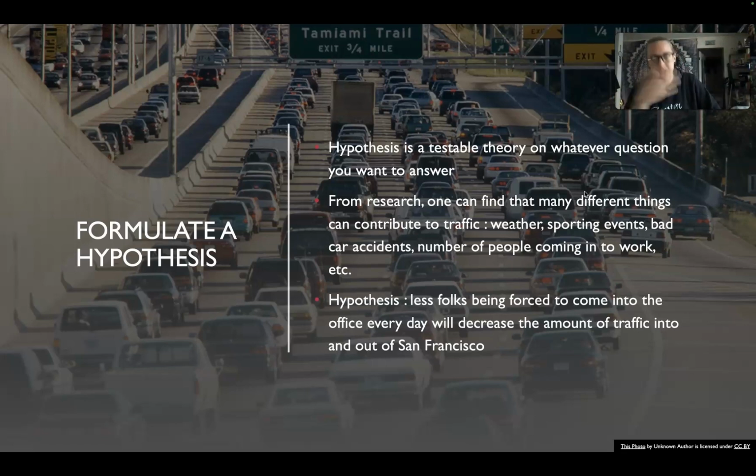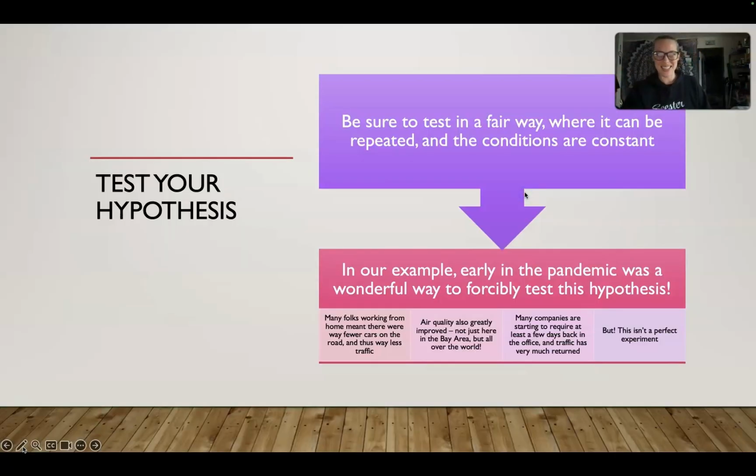So my main hypothesis here is that, considering how many folks are coming to work, fewer folks being forced to come into the office every day will decrease the amount of traffic into and out of San Francisco. So we've got to test this hypothesis, right? It has to be tested in a fair way where it can be repeated and the conditions are constant. Of course, in my hypothetical question, the conditions weren't necessarily constant, but it was repeatable for several months, right?